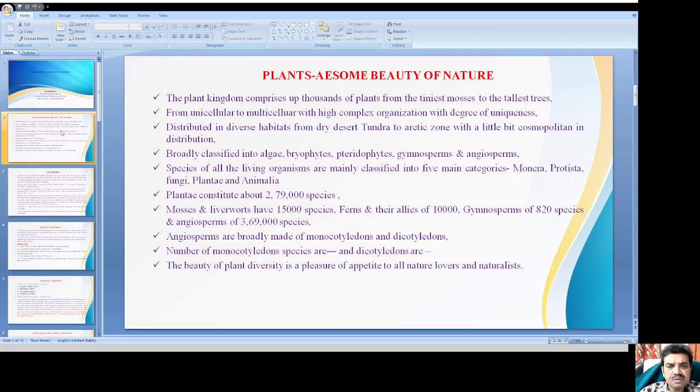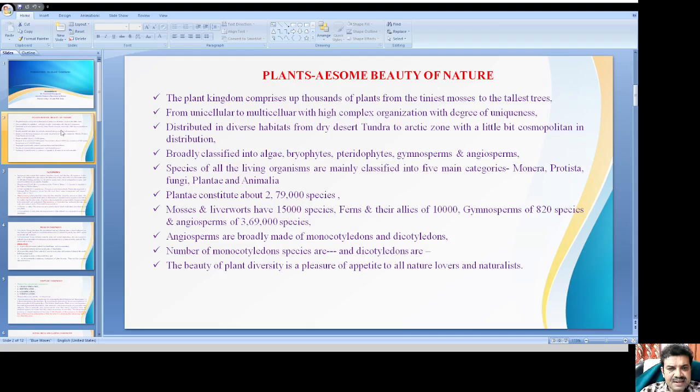So, the plants which are distributed in different habitats, from the dry desert and tundra to the Arctic zone, for their adaptation to different conditions and for being cosmopolitan in distribution, need different kinds of adaptive features, which are found to occur from time to time, if you want to explore the different kinds of plants, starting from unicellular to the multicellular ones.